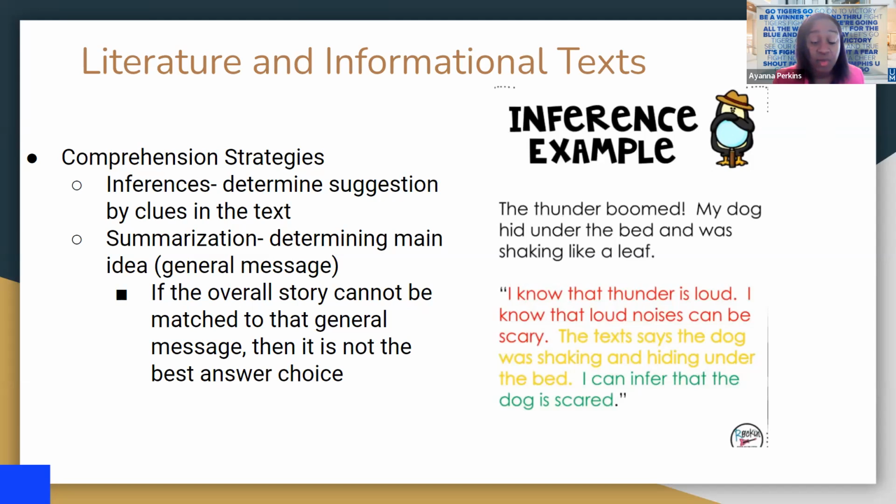Summarization is one of those earlier skills as well that we all do. So that's determining the main idea. So what's the big idea of this story, right? If the overall story cannot be matched to the general message, then it's probably not the best answer choice. If you can't look at that and see what actually happened overall, if it's just a small detail or it's only explaining a section, that's not the best answer choice. So summarization questions to me are kind of like give me questions. If you're paying attention to the text, you'll be able to get these.